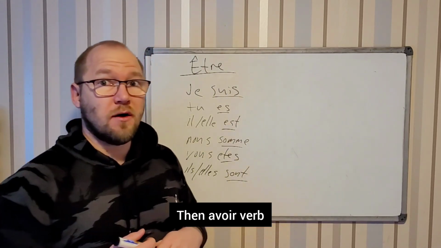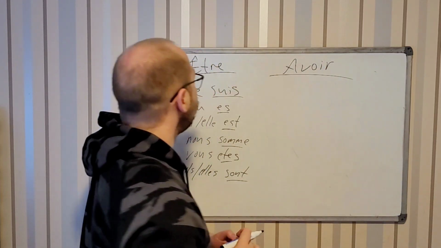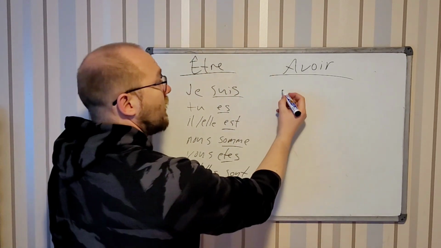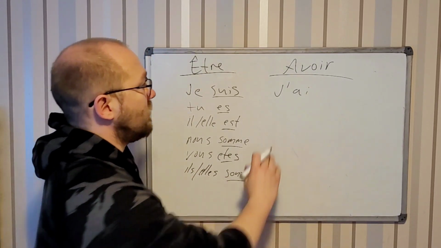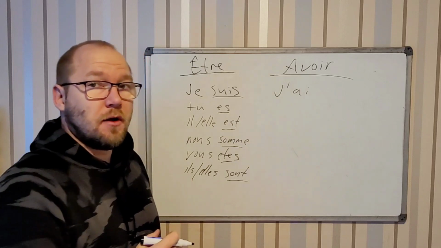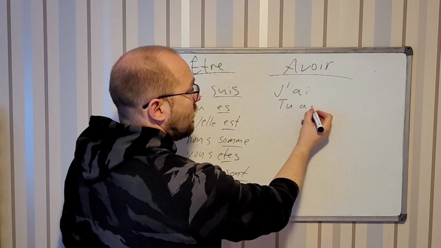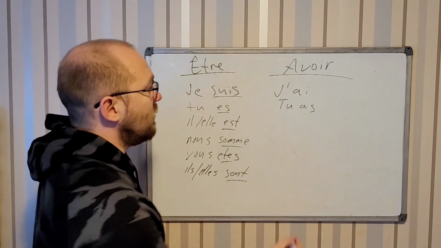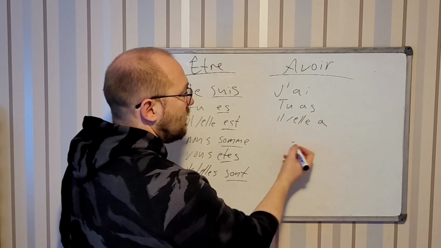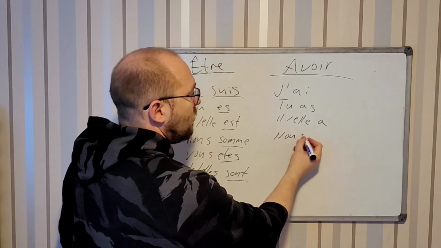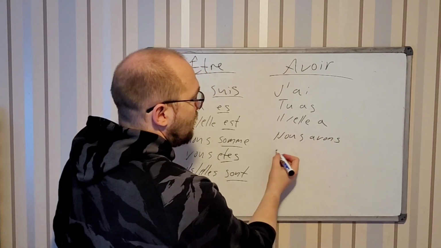And then avoir verb. So same thing. J'ai. And it's also an irregular verb. And tu as. Tu as. Il, elle a. Nous avons. Vous.